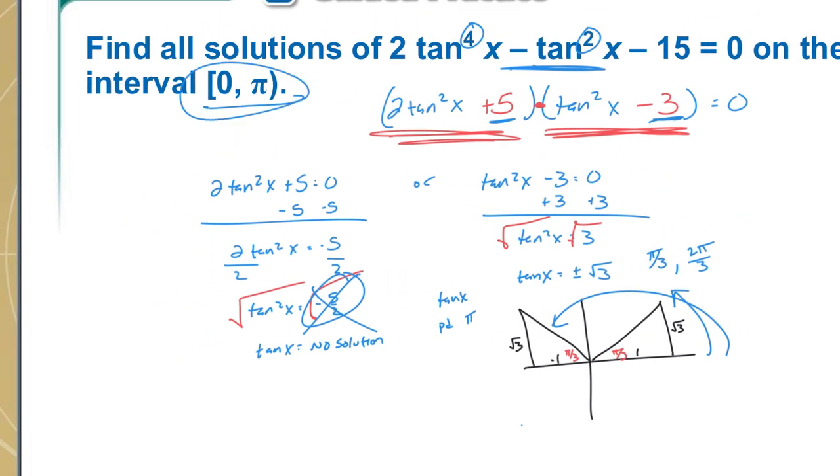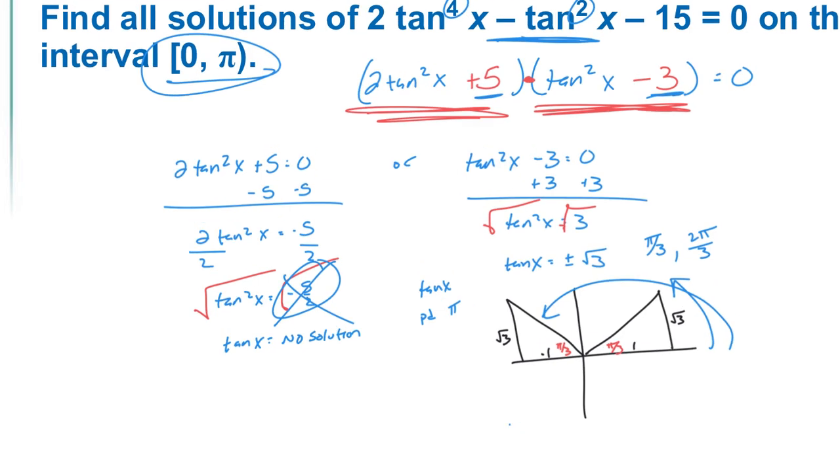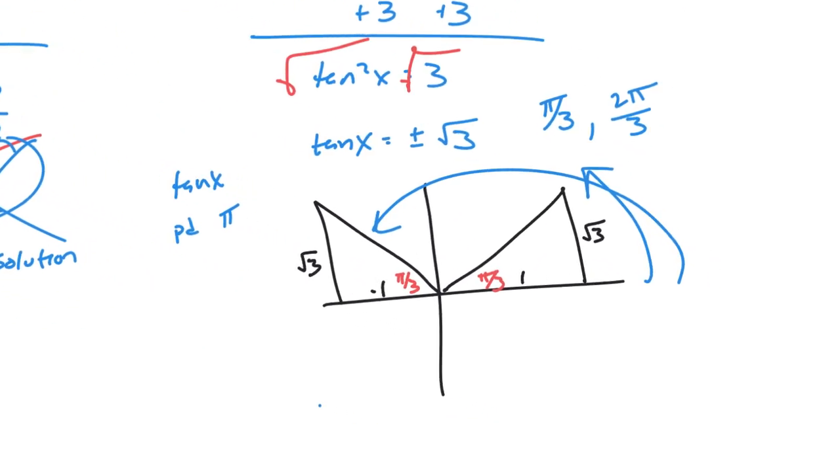Now, double check. They did want us just to use the interval from 0 to pi, so we're good. We don't have to add any extra triangles here. So that's our answers. X equals pi over 3, or x equals 2 pi over 3.